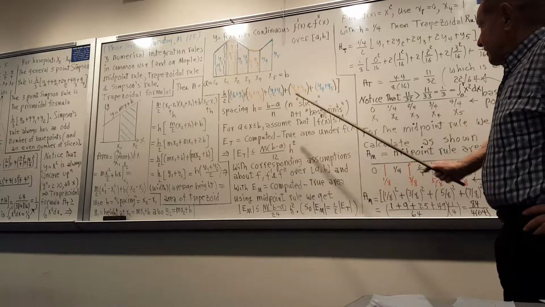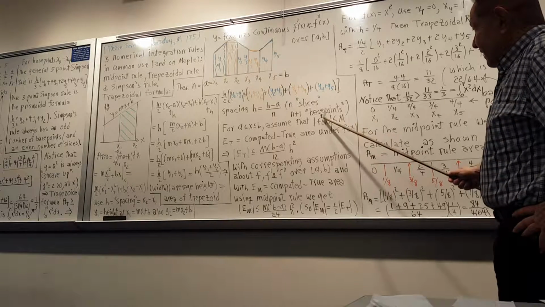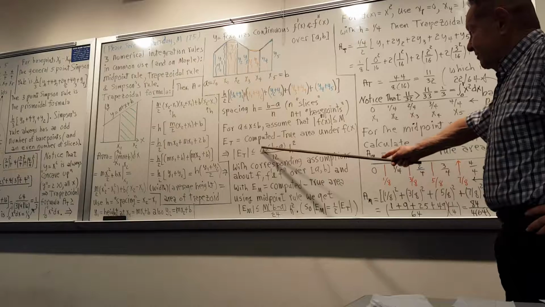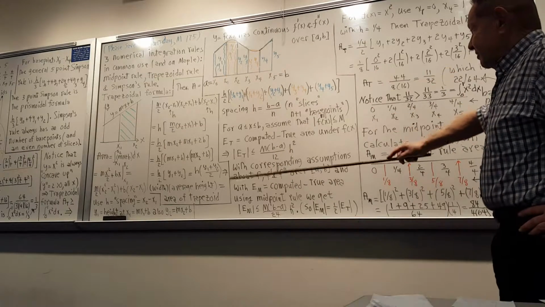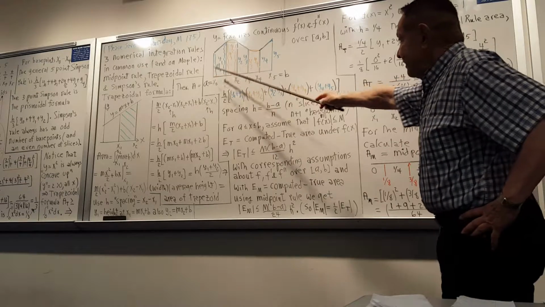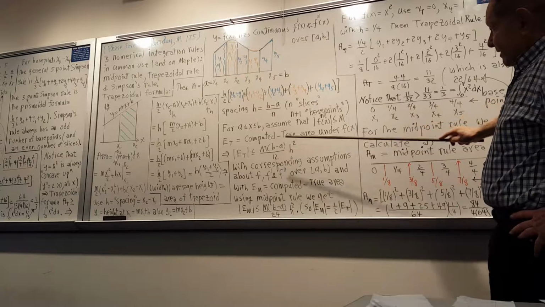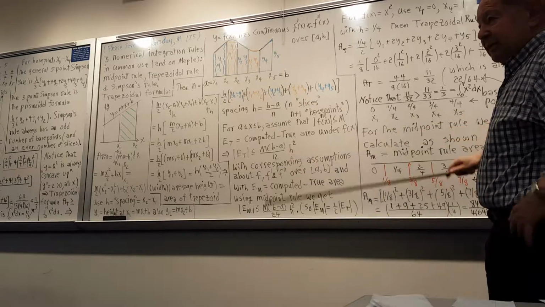is the bound for the interval on the magnitude of your second derivative of the top curve times the length of the interval, a to b, so it's b minus a, over 12 times the squared spacing.